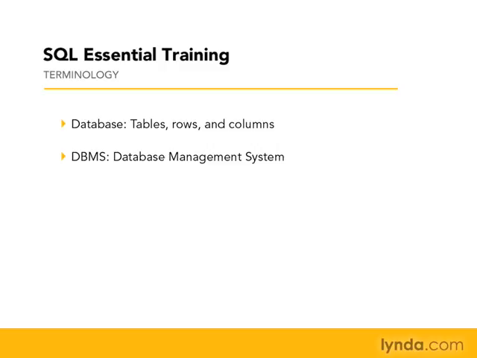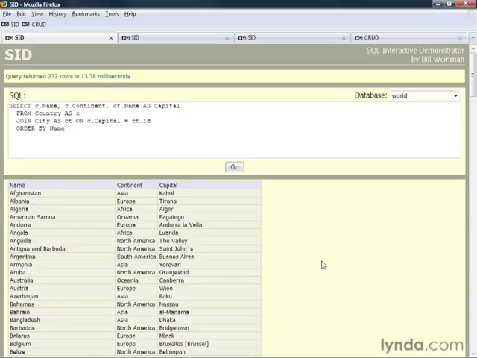A DBMS may be used directly by users or may be used programmatically by another computer program that requires the use of a database. SQL is structured query language. SQL is a language for interacting with a DBMS. It's by far the most popular language used for this purpose. SQL is used both by users and by programs to interface with the DBMS. For example, here is a query in SQL, and this query retrieves the name, continent, and capital of countries and cities from a world database.